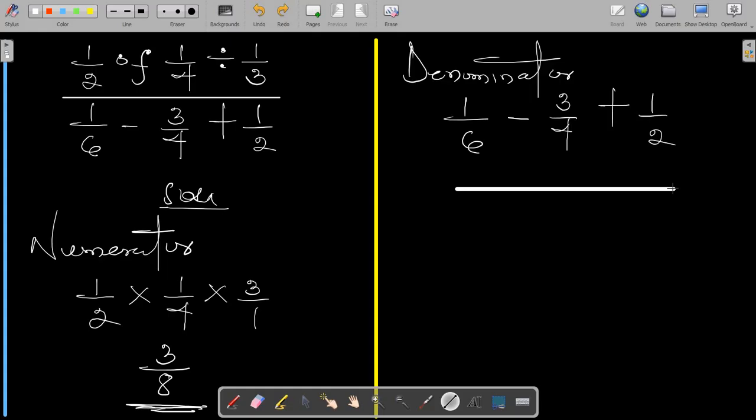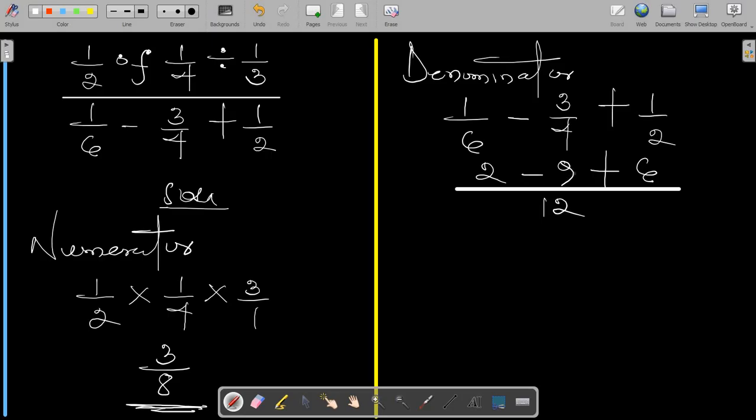Okay, so let's look for the LCM. So what's the LCM here? We have it to be 12. The LCM of 4, 6, and 2. So the LCM is 12. 12 goes in 6, we have it to be 2. 2 times 1, we have it to be 2. Minus 12 goes in 4, we have 3. 3 times 3, we have 9. 12 goes in 2, we have it to be 6. 6 times 1, we have it to be 6.